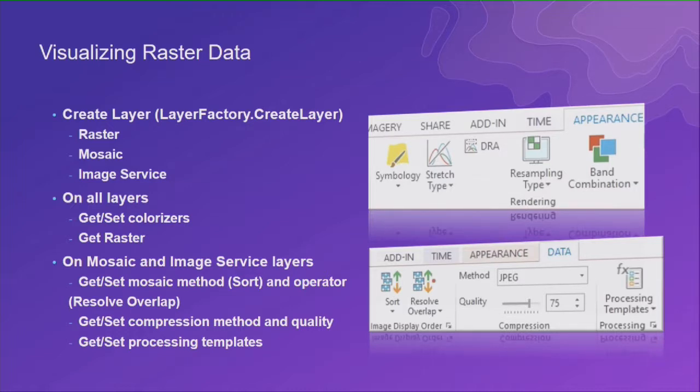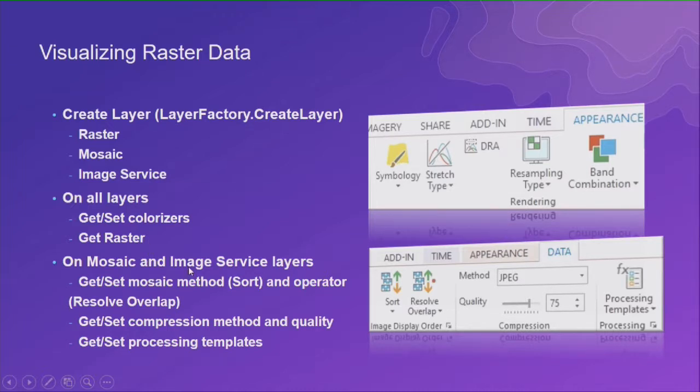Now, on all these different types of layers, you can control how the data is visualized, and you do that by getting and setting a colorizer. So colorizers are the method in which the data is visualized. They have multiple properties which you can set in the UI using our appearance tab and the rendering section. We'll talk about colorizers in a little more detail in just a bit. At Pro 2.0, we added the ability to get to a more finer grained API. We added a new GetRaster method on all our layers. And we'll talk about rasters and what they are in later slides.